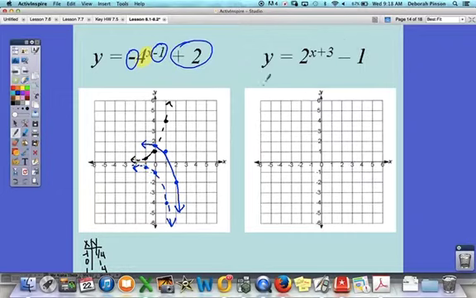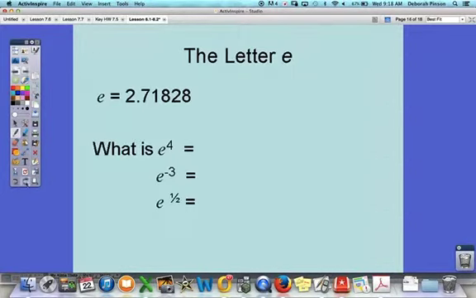Okay, so we're going to skip this one and let's talk a little bit on a different note here. There is a number similar to pi. You know how pi is 3.14? There's a number that's represented by the letter E. That number, and I had to round it, is 2.71828, and it keeps on going. I had to round it at some point, so I rounded it there.